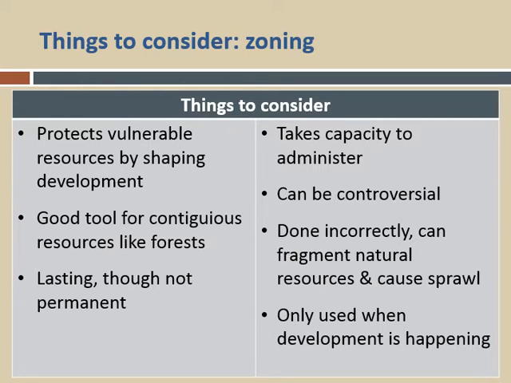Here are a few things to consider about using zoning for natural resource protection and enhancement. When you limit or shape development in sensitive areas, it helps protect vulnerable resources. Because zoning divides a town into districts, it works well for resources that are contiguous, like forests, which are relatively easy to delineate on a map and then manage.